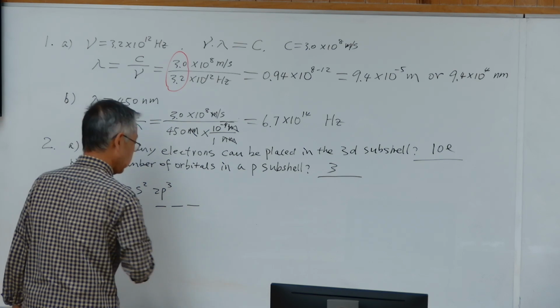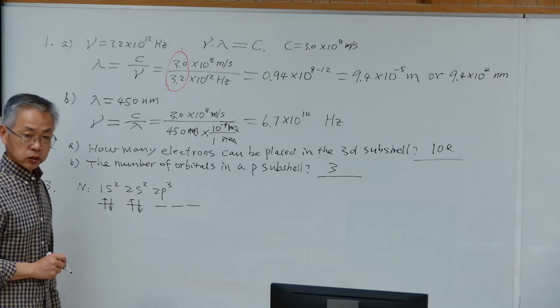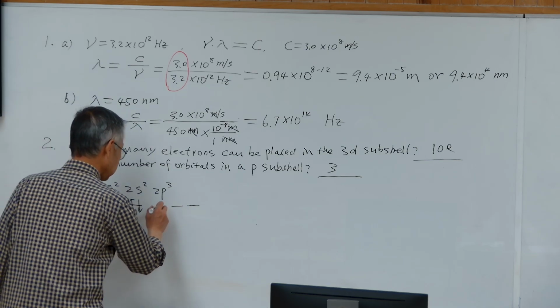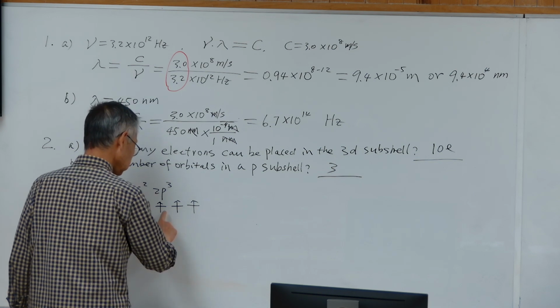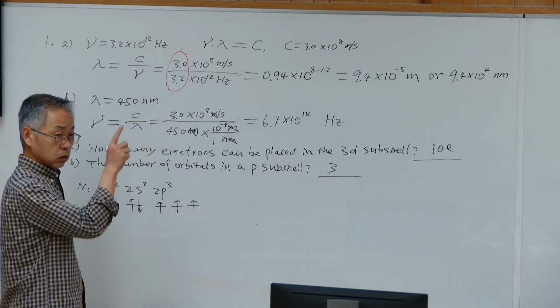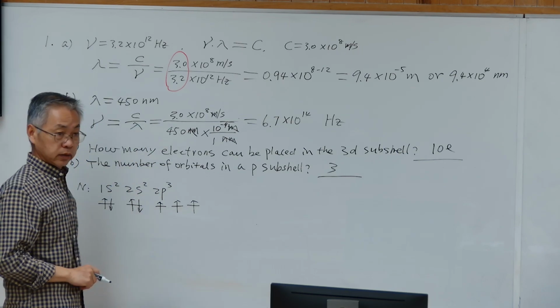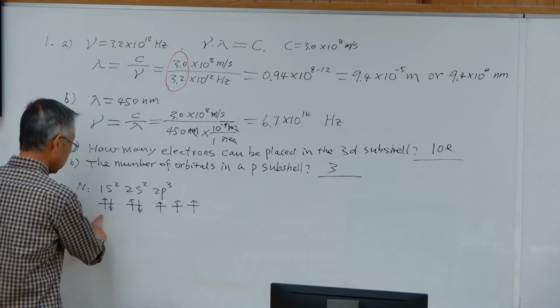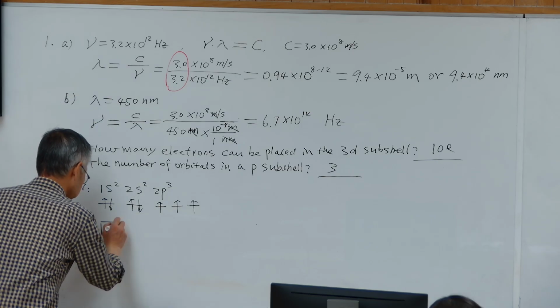2p, 3 orbitals, right? 3 orbitals, according to Hund's rule, these 3 electrons should be in each orbital, and same spin direction, clockwise or anti-clockwise, either way is fine. So you draw one line for each orbital, or you draw a box for each orbital like this.